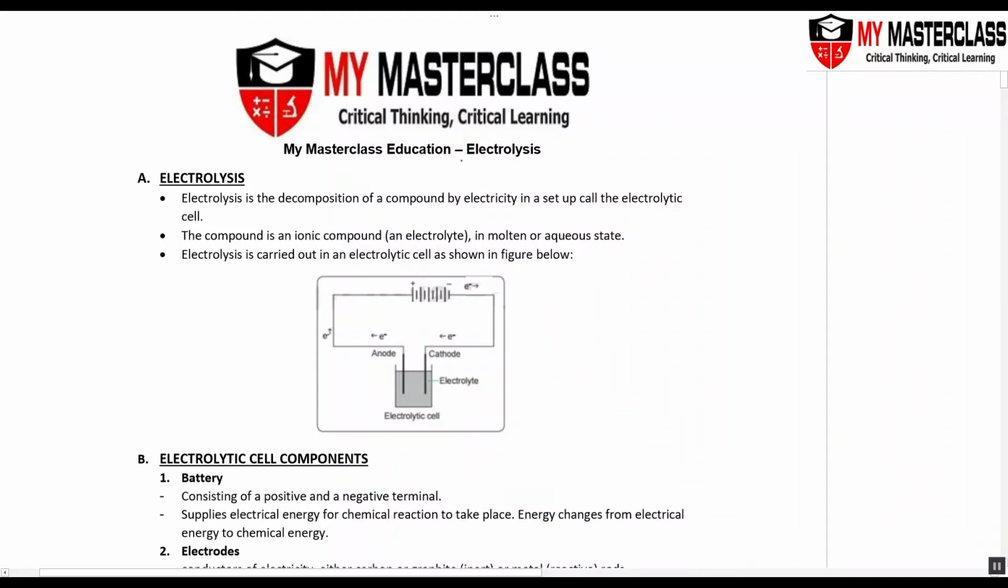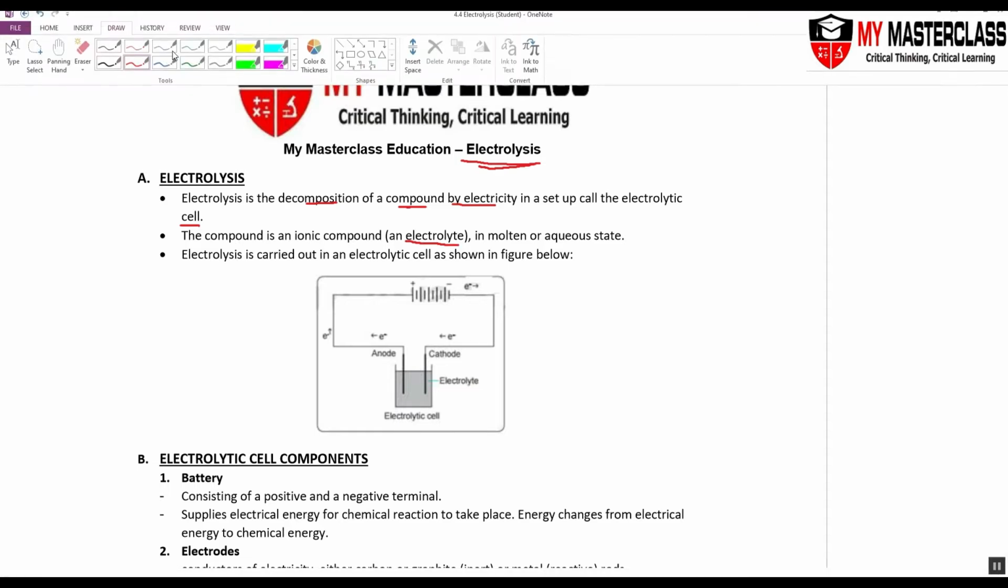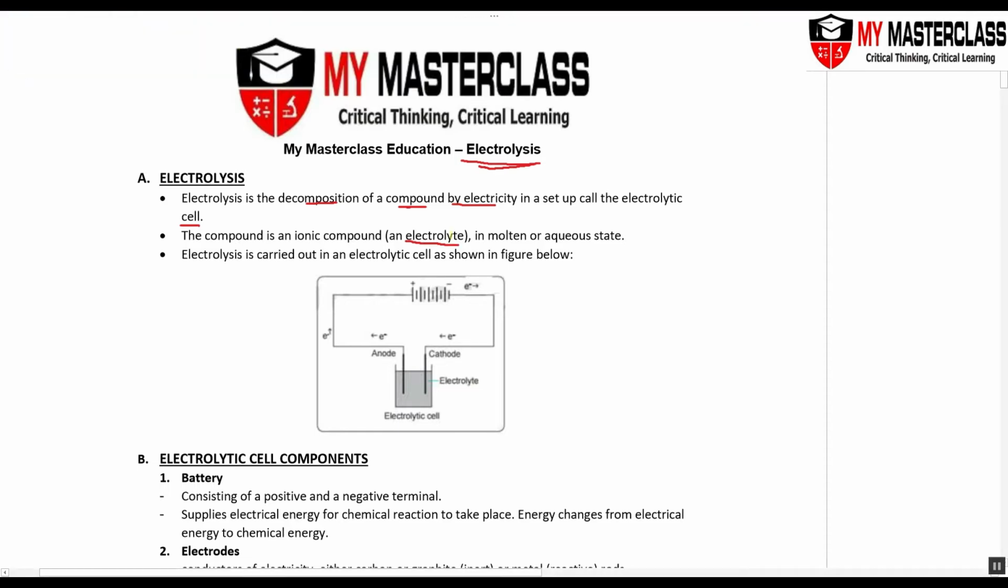Hi students, this chapter we are going to look at electrolysis. So what is the definition of electrolysis? This is the decomposition of a compound by electricity set up in an electrolytic cell. Generally this compound, we call it an electrolyte. Remember, because I use electricity, it must be able to conduct electricity.